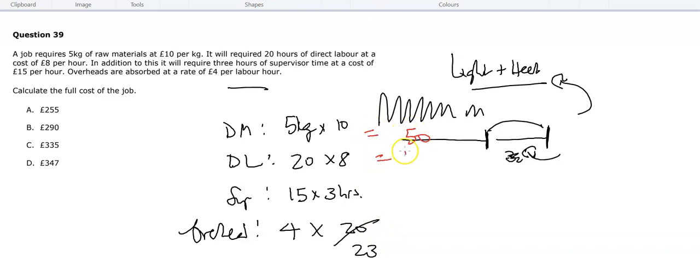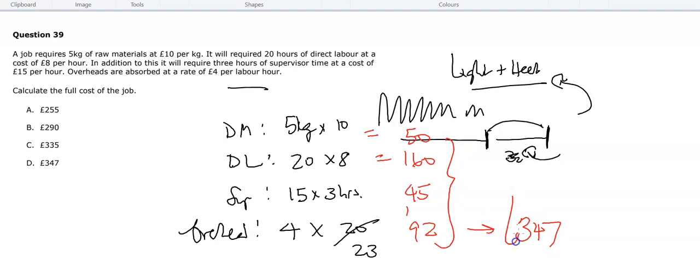revision. So we have 50, we have 160, we have 45, and then we have 4 times 23, which is 92. And when we add all these together, we arrive at 347.